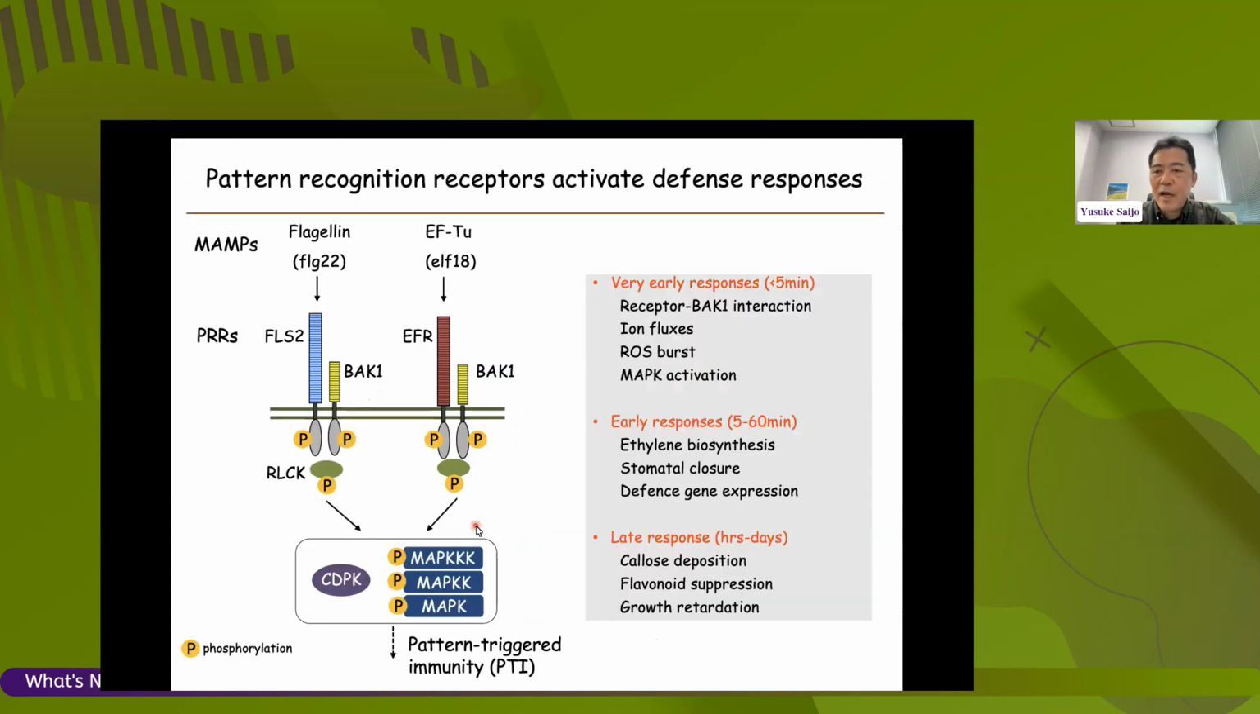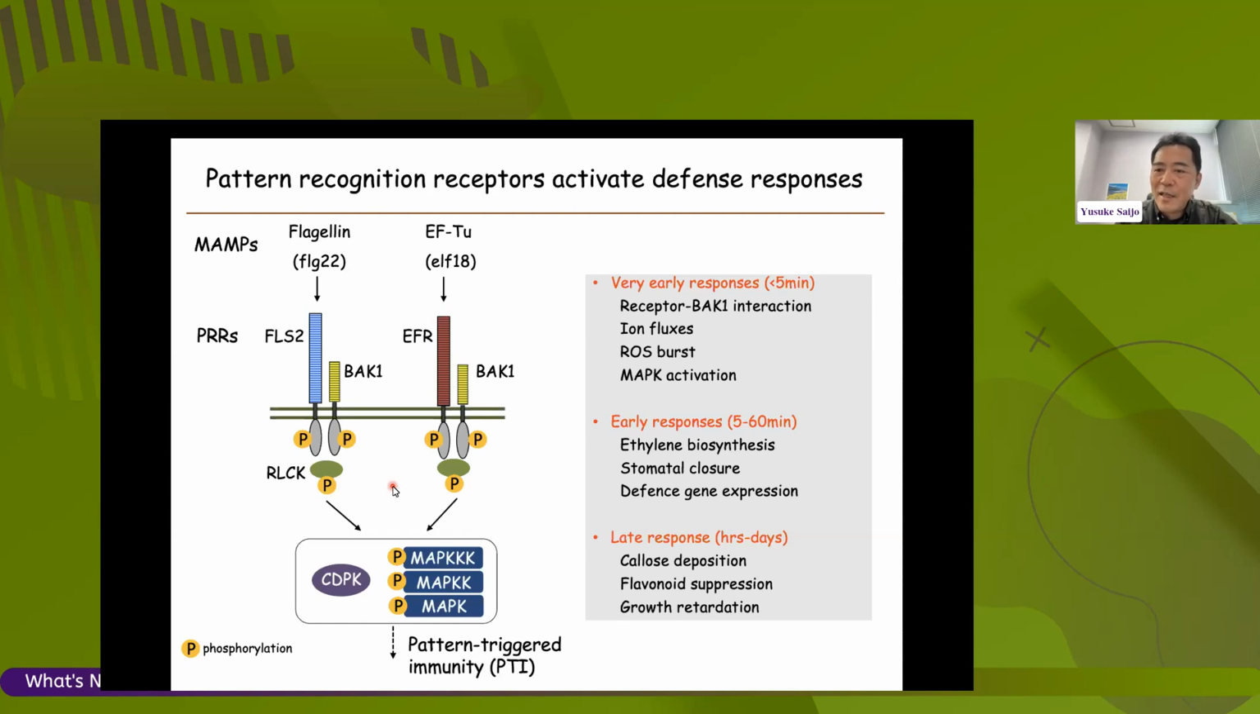Okay. So what happens when pattern recognition receptors are activated when they recognize cognate ligands? I'll take examples from the best characterized pattern recognition receptors, which detect microbe signals like bacterial flagellin or EF-Tu. The cognate receptors FLS2 and EFR respectively, leucine-rich repeat receptor kinases, instantly form receptor complexes with co-receptors following cognate ligand recognition, leading to the formation of receptor complexes involving RLCKs, receptor-like cytoplasmic kinases, like BIK1 or PBL1.